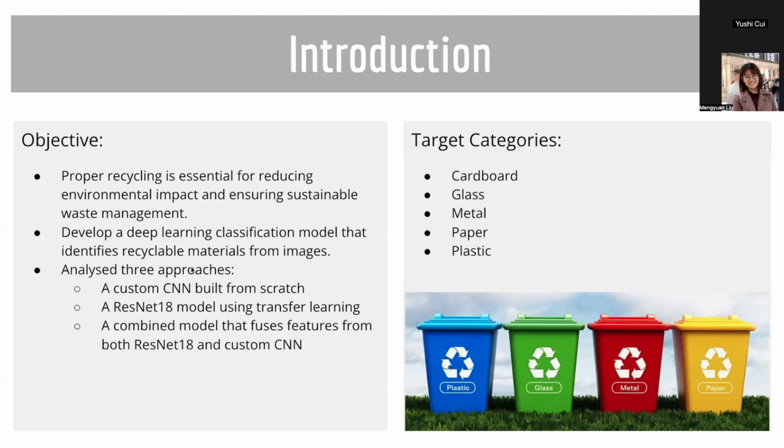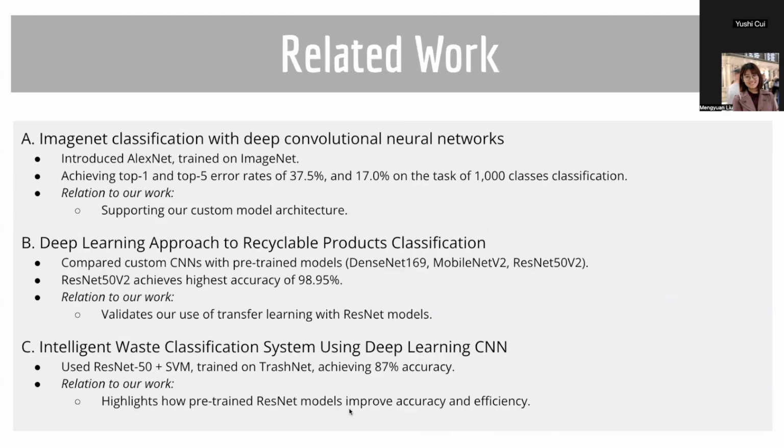In this project, we implemented and compared three different approaches: a custom CNN built from scratch, a ResNet 18 model using transfer learning, and a combined model that uses features from both ResNet and our custom model. All models are trained to classify five categories: cardboard, glass, metal, paper, and plastic.